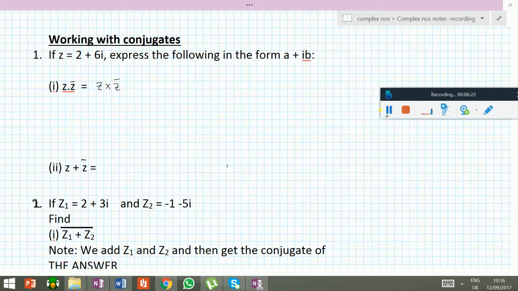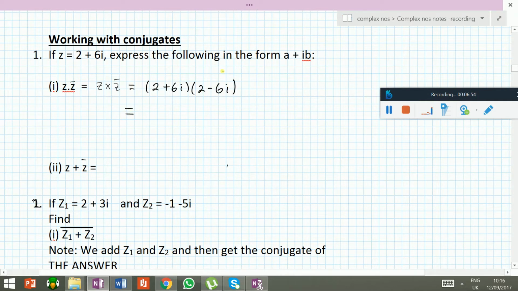Now again, staying on the subject of conjugates, we have a complex number z equal to 2 plus 6i, and we have to express the following in the form a plus ib, which is in complex number form. So you're asked to multiply z by its conjugate. The dot here means multiplication. So z is equal to 2 plus 6i, and its conjugate is 2 minus 6i.